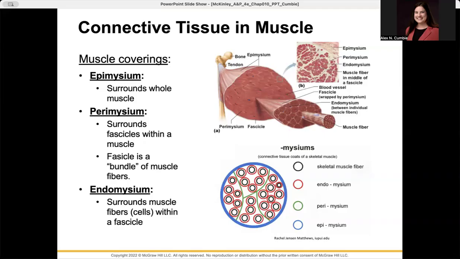You can think of this like collecting firewood and putting it into bundles. Surrounding each individual stick or log would be an endomysium, right? Surrounding each individual thing. You put them together in nice little bundles or packets, and that is surrounded by perimysium. And then if you put all those packets together, maybe to take them to a different location, they would all be surrounded by and kept together by this epimysium on the outside.